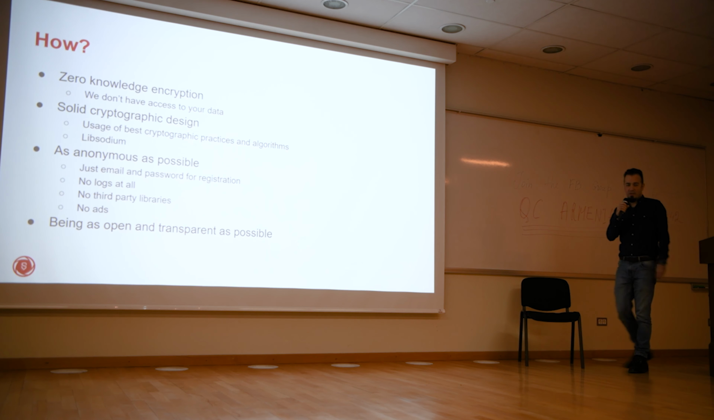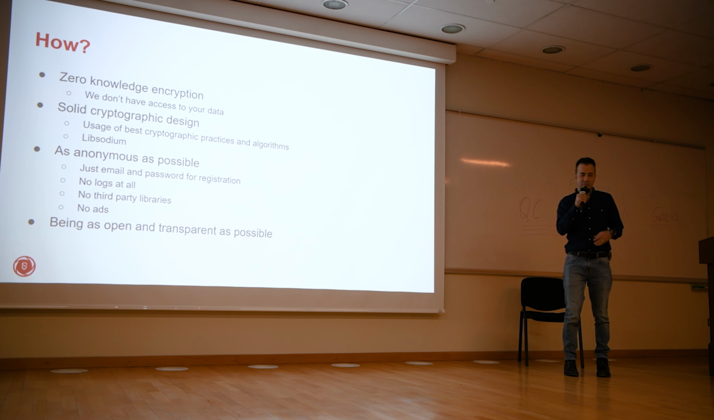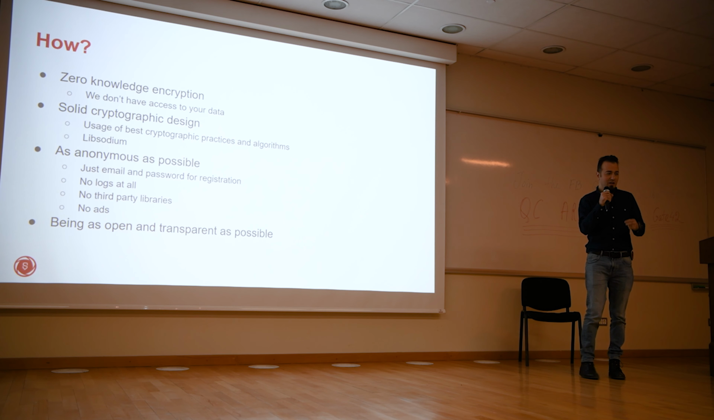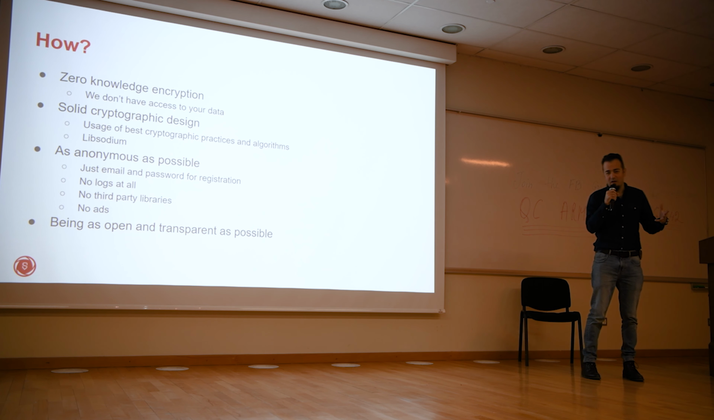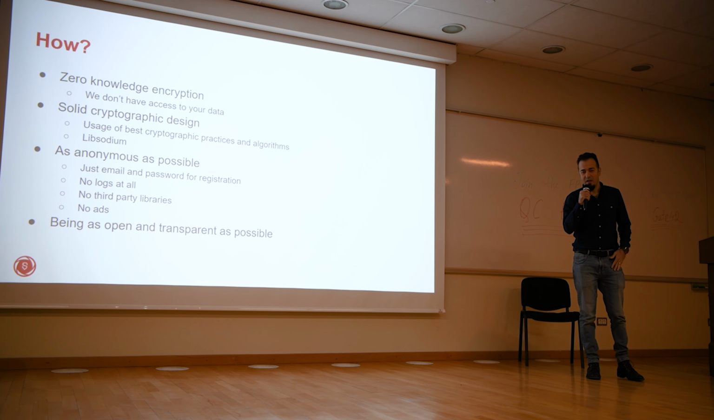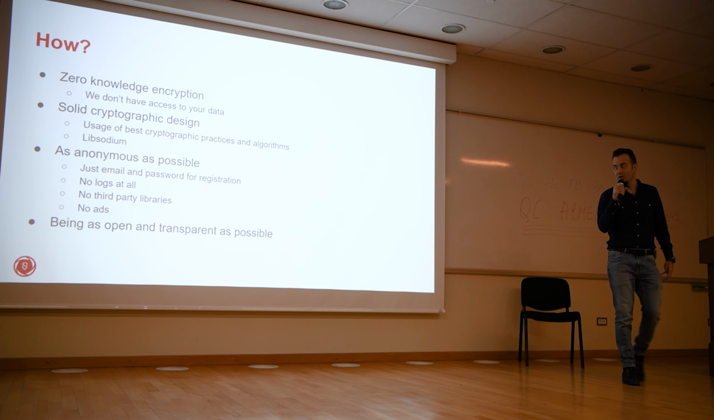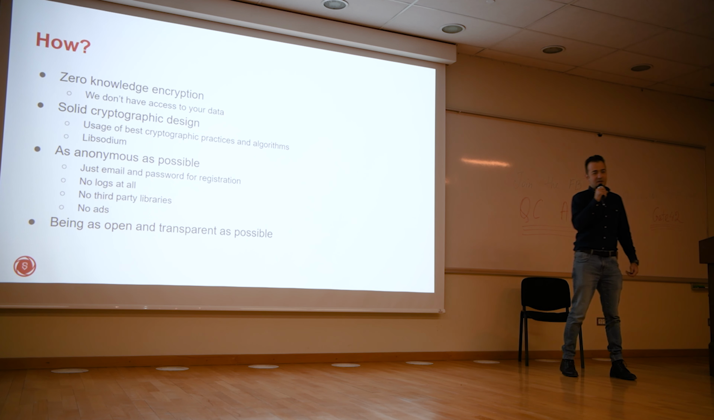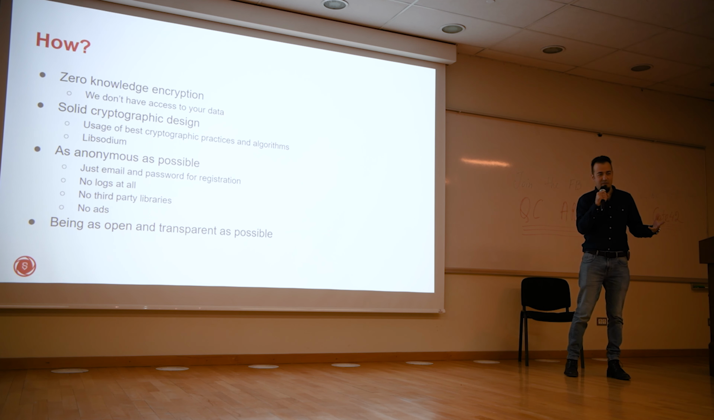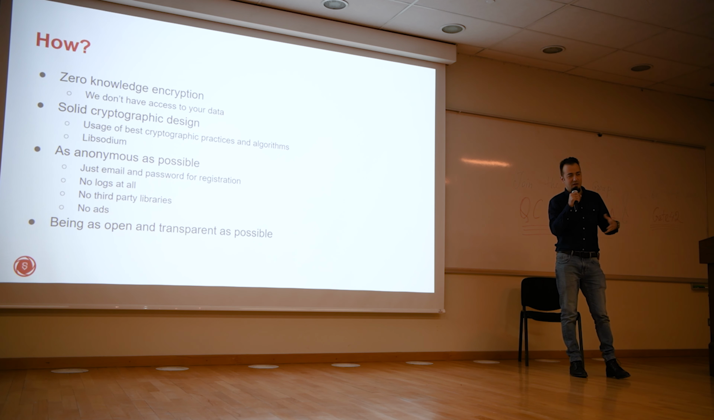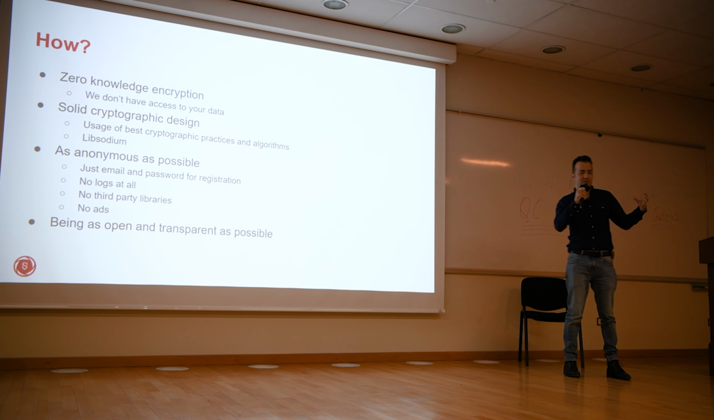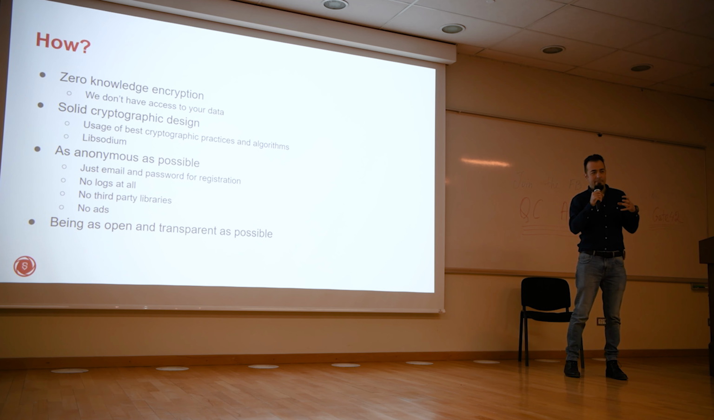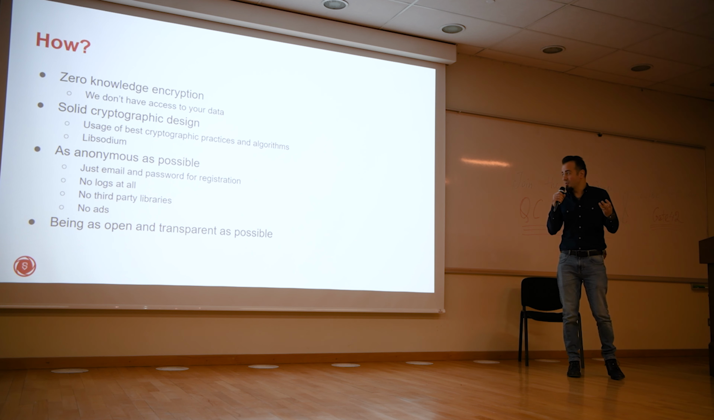So how do we achieve that? How can we be sure it's secure? What have we done for it to be secure? First of all, it's zero-knowledge encryption. What does it mean? It means that we don't see your information. You have the keys for encryption, you manage your keys. We don't have them. We just keep the encrypted blobs in the cloud, and that's no good for someone to see anything.